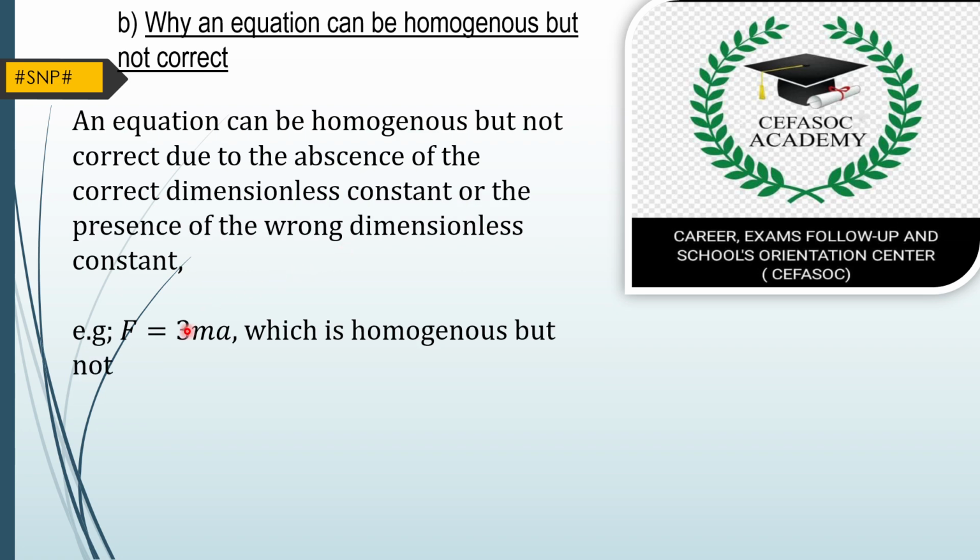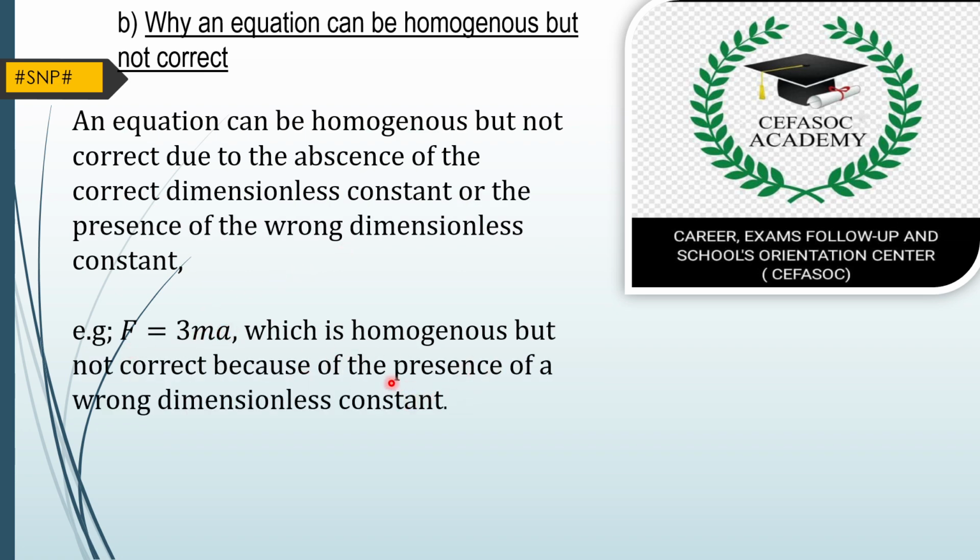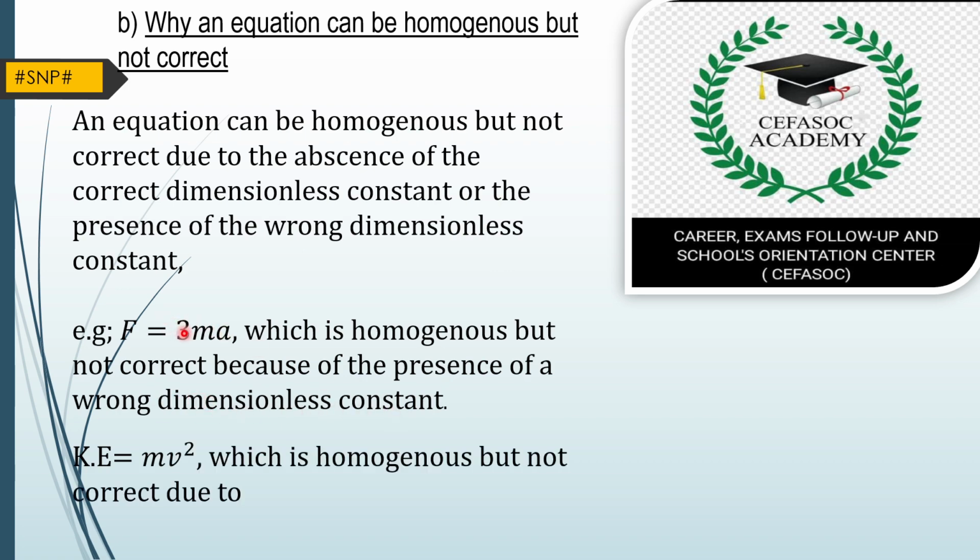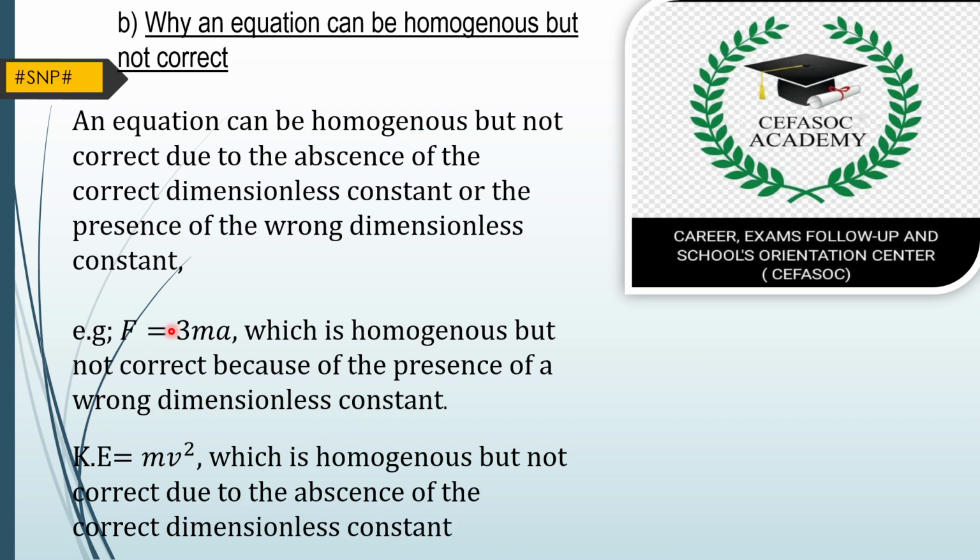So we'll go to the examples. We have force is equal to 3ma, which is homogeneous but not correct because of the presence of a wrong dimensionless constant. This 3 here is the wrong dimensionless constant. We know that the force has formula F is equal to ma. There is no 3, so there is the presence of a wrong dimensionless constant. It means that the equation is wrong, not correct, but it's homogeneous.